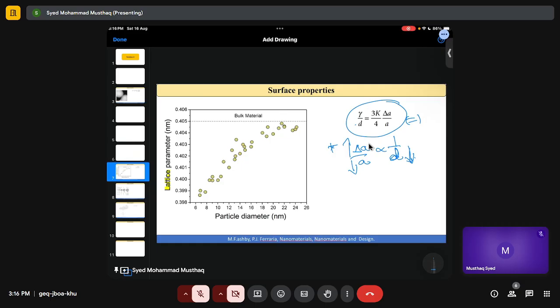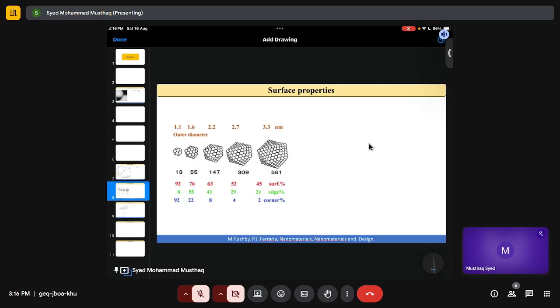I hope I don't need to explain this again. Then moving on to here. In nanomaterials we talk about the magic numbers. So what do I mean by magic numbers?